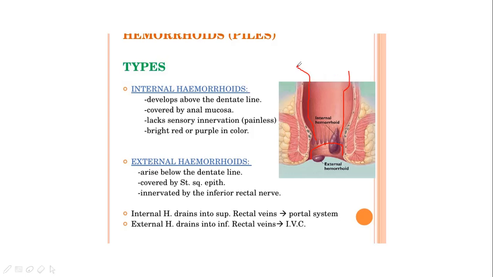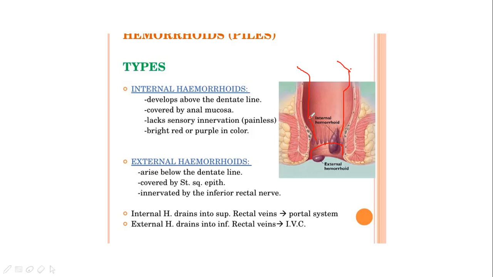So from the rectosigmoid junction, it divides into 2 halves. One goes to the right valve, 2 are the left valve. So it basically puts pressure on defecation. So this is above the dentate line. Whatever is above the dentate line is called internal hemorrhoids, which are basically covered by the internal mucosa.